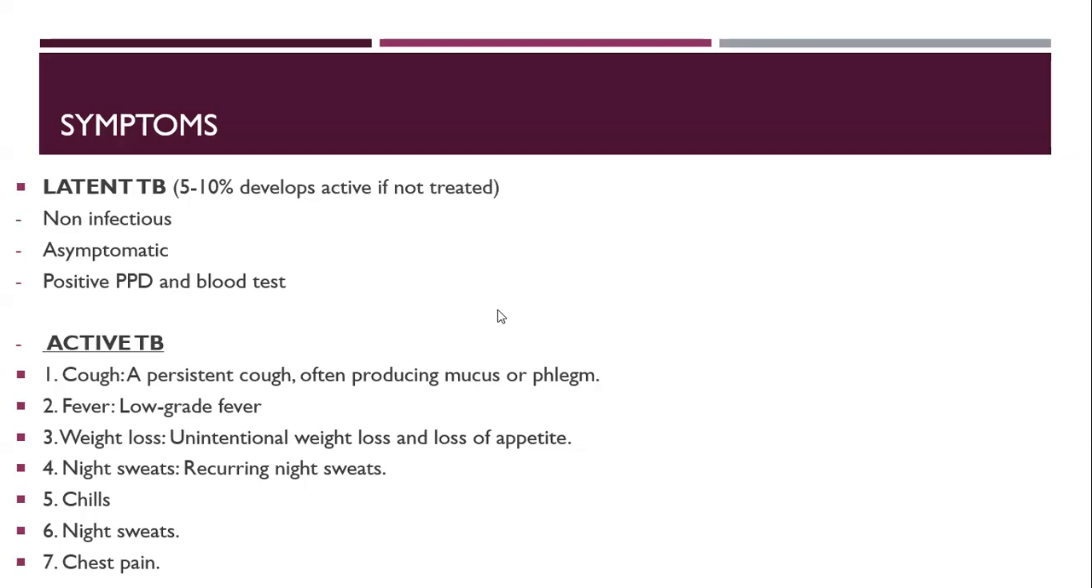One, coughing. A persistent cough, often producing mucus or phlegm. Why? Because the bacteria is inhaled into the airway. There will be inflammation. I think I've said this already under COPD. Anytime there's inflammation, there will be swelling and mucus production. So the patient will attempt to compensate to bring the mucus out. Therefore, they begin to cough. So there's going to be a persistent cough, often producing mucus or phlegm.